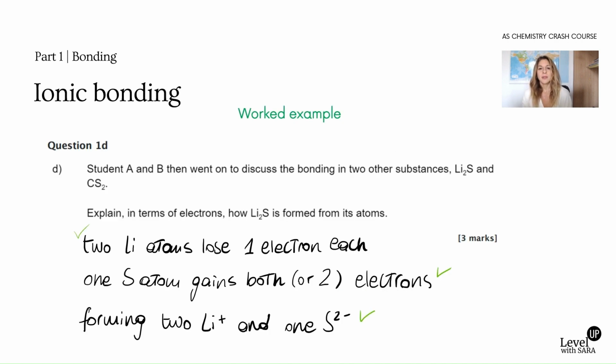So this is a worked example of how we could be asked to describe the bond. Explain in terms of electrons how lithium sulfide is formed from its atoms. The marks: two lithium atoms lose one electron each. One sulfur atom gains two electrons, forming two Li+ and one S2-. So remember that the marks are always given for the gain or loss of electrons, or you can mention it as a transfer, and then the charge of the ions. Easy marks to get. Let's go into the next bonding.